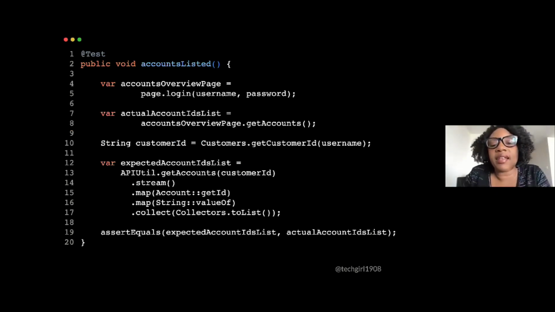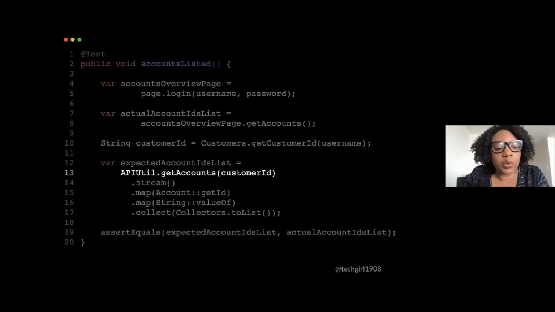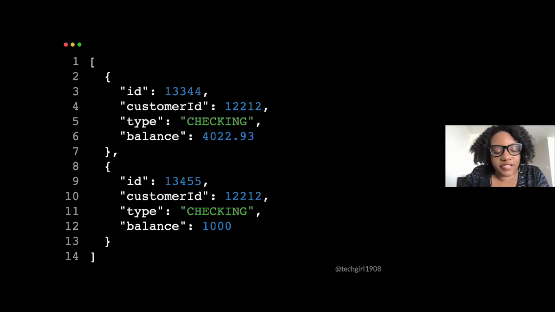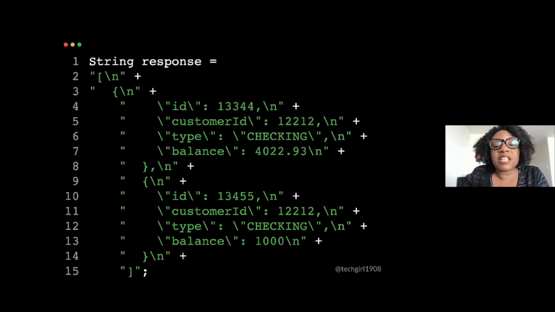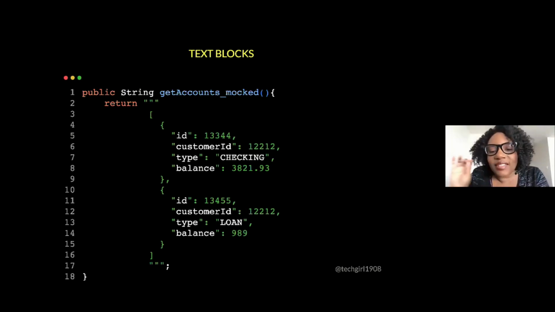Okay, the next thing that I would love to show you are text blocks. So let's continue on with this API. What if instead of calling the API, we instead wanted to just mock the data right there in the API util class? To represent this whole thing as a string would be very tedious, right? We need to escape all of the fields because they're already in quotation marks, and we need to add these newline characters for each line break, and we need to add these plus signs for each line. It's ugly to read. It's ugly to write.